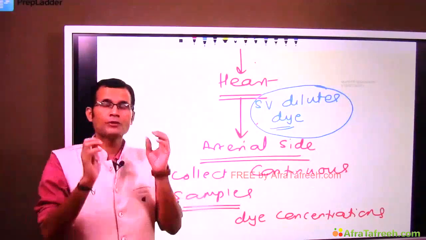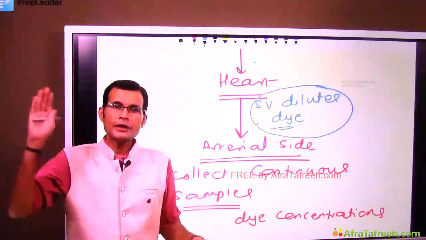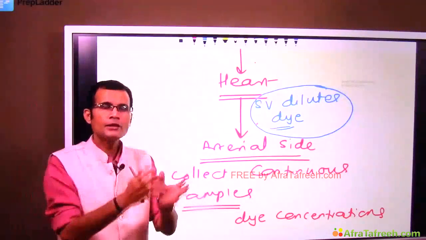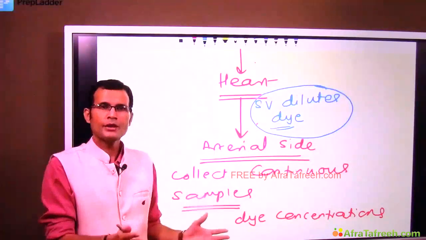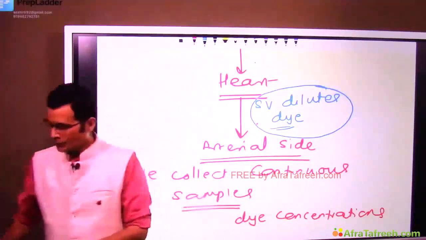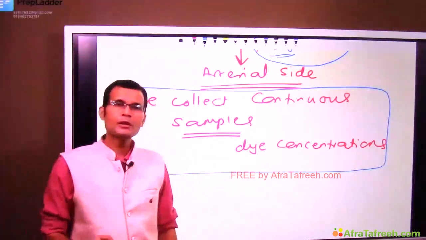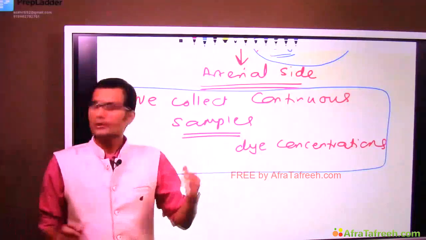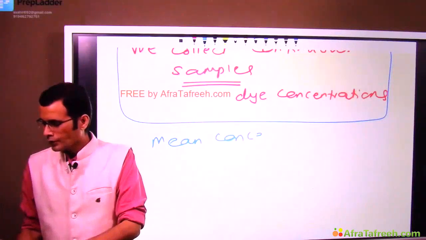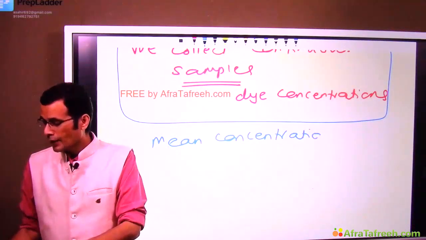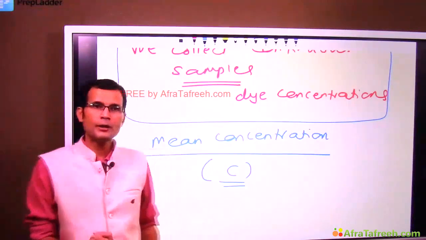the dilution of the dye will be to a greater extent. Isn't it? Greater stroke volume. That means the dye will be diluted faster. Isn't it? And that means when it comes to the arterial side and you start collecting the samples, and then we take the mean concentration of the dye, because we have collected 10 samples. So from that we will calculate the mean concentration of the dye.